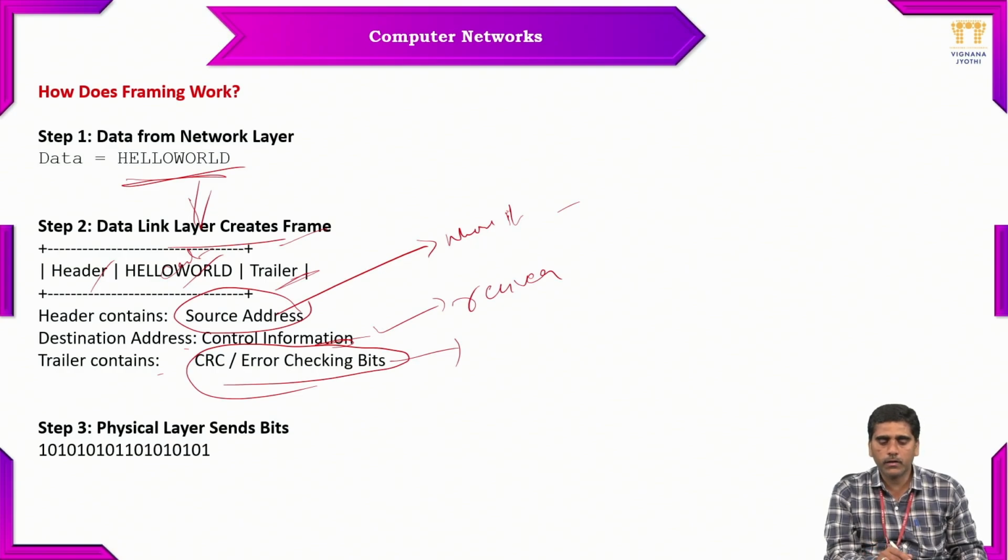Next, after creating the frame for that message, the physical layer sends bits. The entire message is converted into bits. The physical layer takes the responsibility of converting all this data into bits.